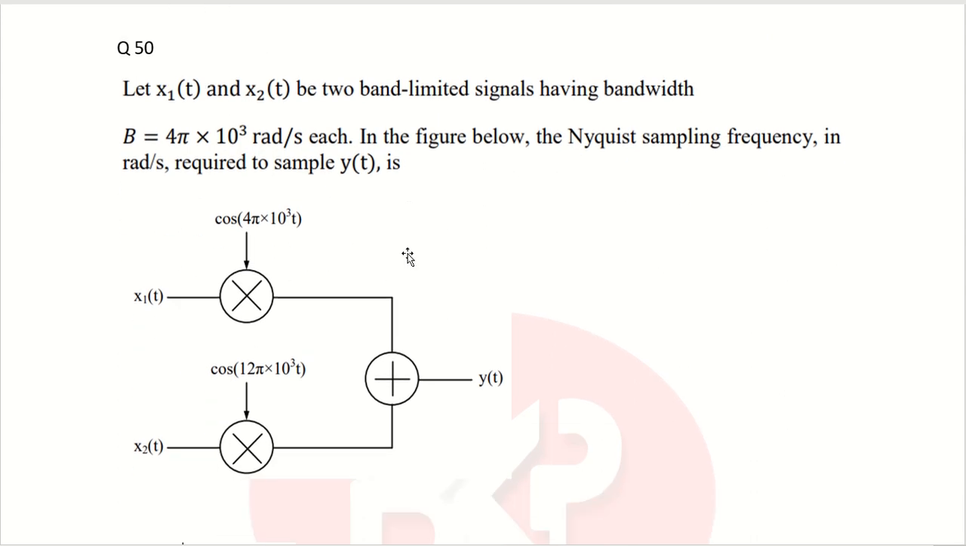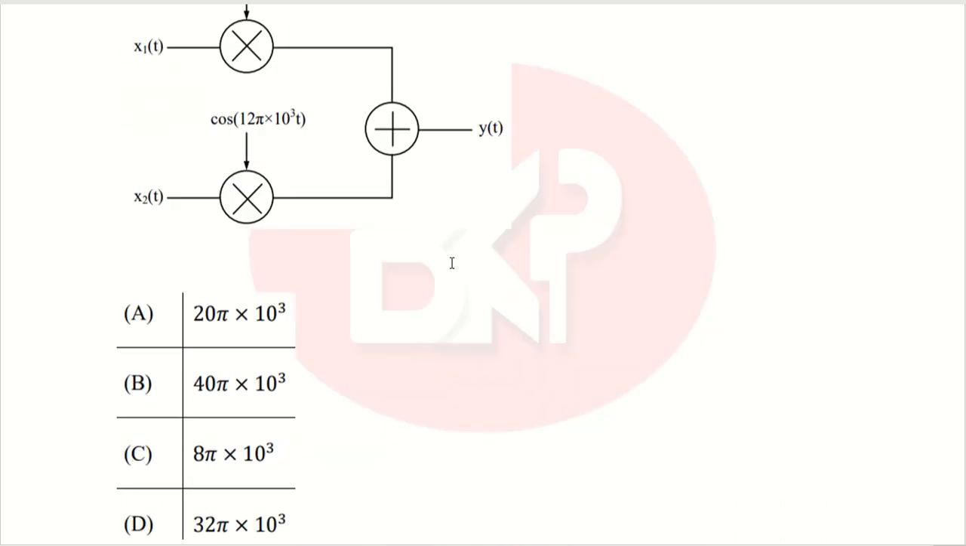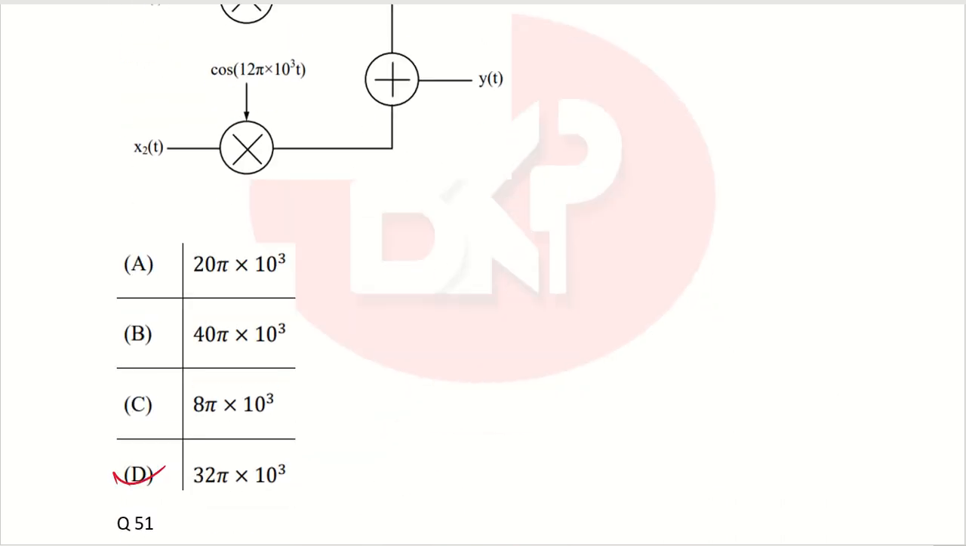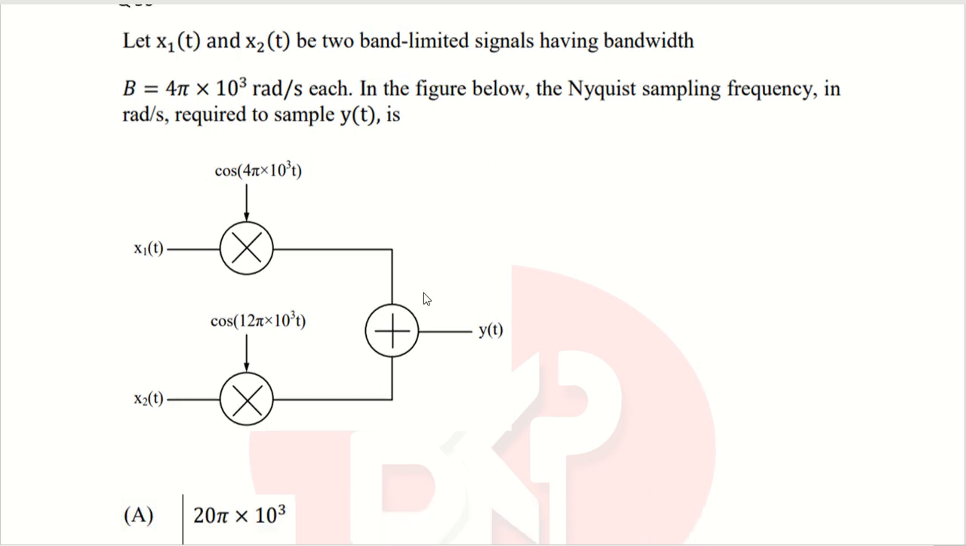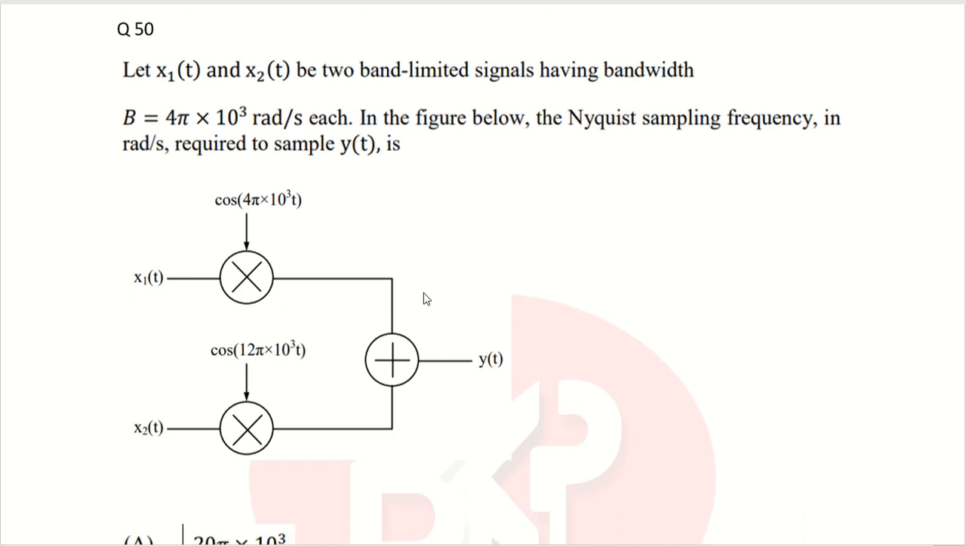Then coming to question number 50. The option for question number 50 is D. You would have seen this is a very simple question in communication systems, and I have taught you guys how this particular signal gets multiplied, and here it is added, and you have the required sample weight of T. So question number 50 is option D.